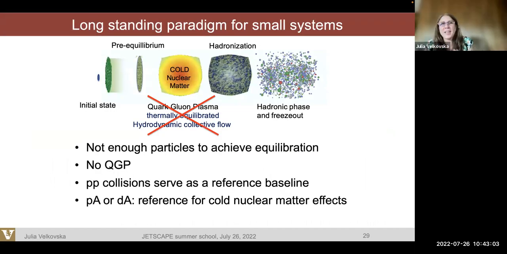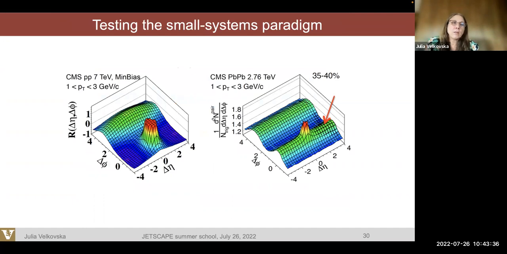The long-standing paradigm in our field was that in small systems you can't thermally equilibrate because there are not enough particles and the system is very short-lived to achieve equilibration. Therefore, small systems can just be used as a reference for cold nuclear matter effects, but you don't really form quark-gluon plasma. Indeed, if you look at the ridge observable here in minimum bias pp collisions, compared to lead-lead collisions, you see this ridge that we associate with collective flow. In minimum bias pp, we don't see it.